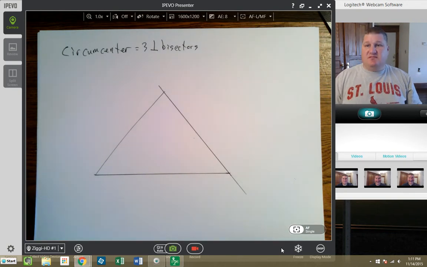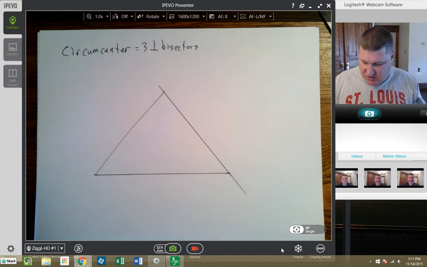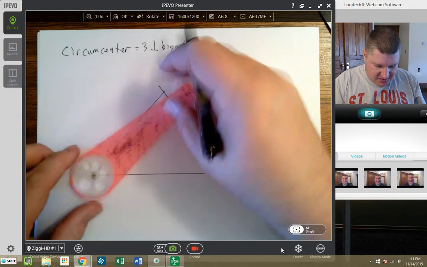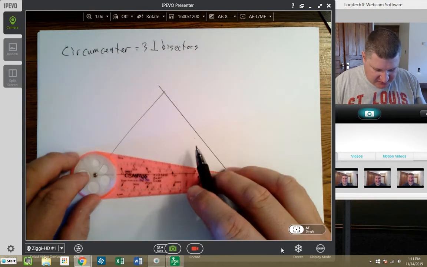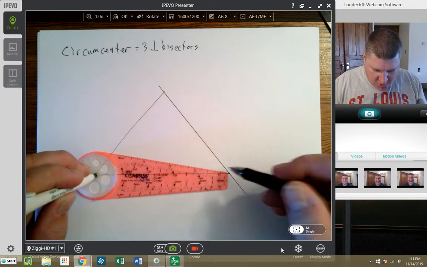Okay, ladies and gentlemen, let's come up to our final center. It's called a circumcenter. Now, a circumcenter is created by three perpendicular bisectors. Now, let's do a perpendicular bisector of the center. If you remember, a perpendicular bisector has to be over halfway.